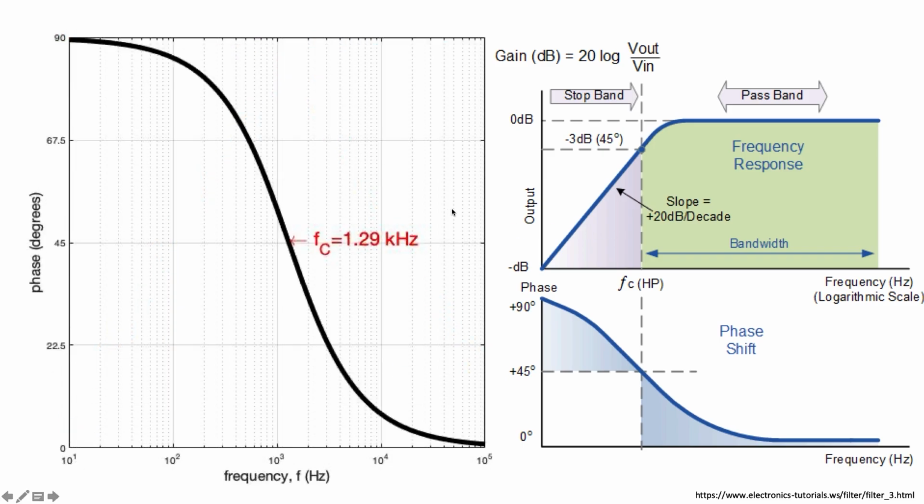We can also graph the phase angle with respect to the frequency and take a look at its behavior. We see that for low frequencies, the phase angle is practically 90 degrees and goes down to 45 degrees at the cutoff frequency. It continues to decrease as the frequency is increased until it reaches zero phase angle at very high frequencies.